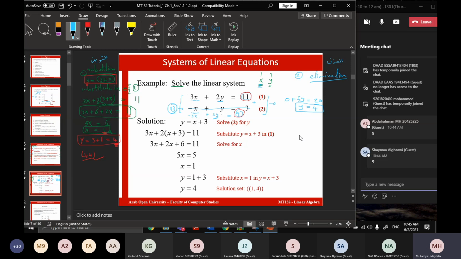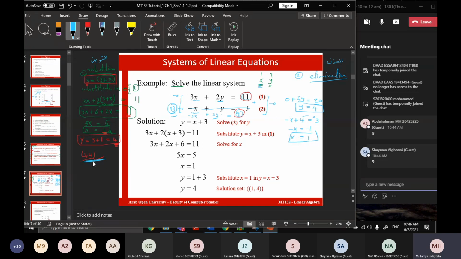To get the value of x, go and substitute back in any equation, either the first one or the second one. If I substitute, of course the second is easier, right? Which would give us minus x, and y is 4, then plus 4 is equal to 3, correct? So what is x? Take the 4 to the other side. Even if you left it here, minus x equals 3 minus 4, so it is equal to minus 1, and x is equal to 1.